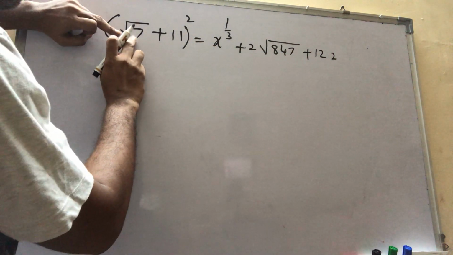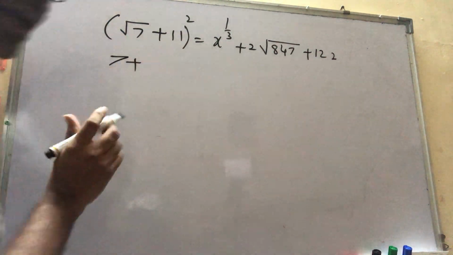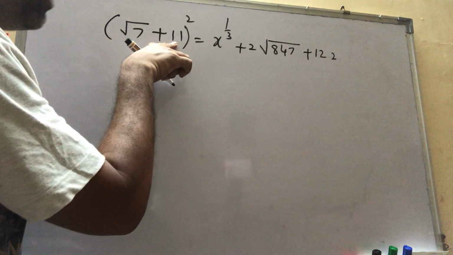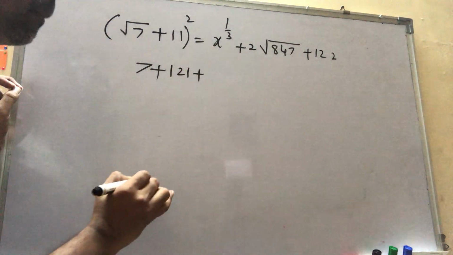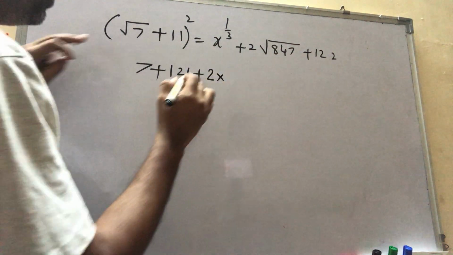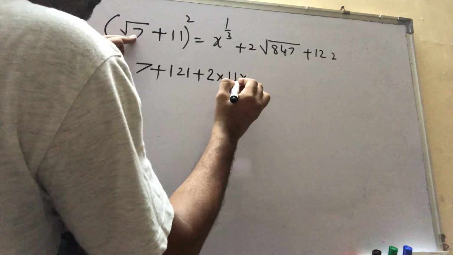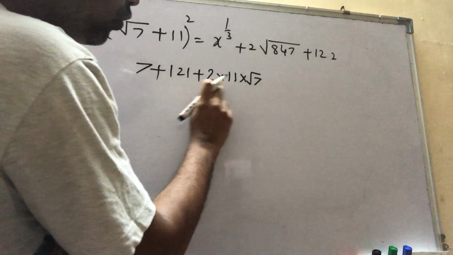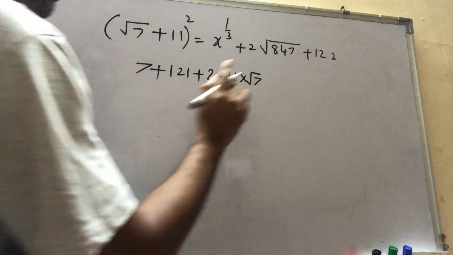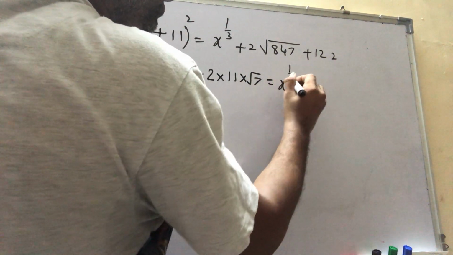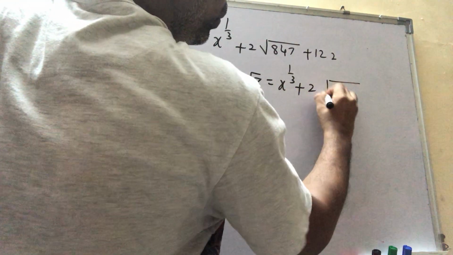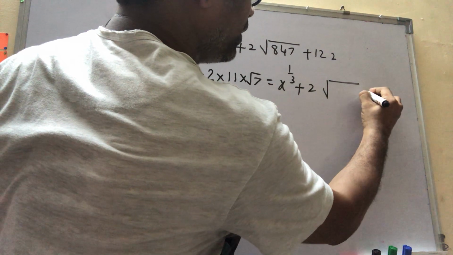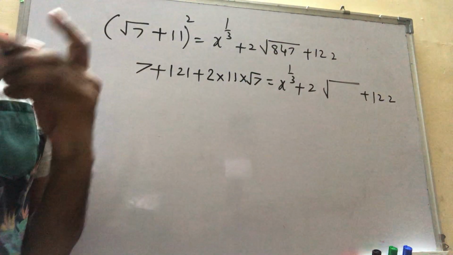So what is a²? √7 squared is 7, plus b², that is 11 squared, 121, plus 2ab, that is 2 into 11 into what is b? √7. Okay, so this is a² + b² + 2ab, is equal to x^(1/3) + 2√847 + 122. Clear everyone? This is the way. Okay.